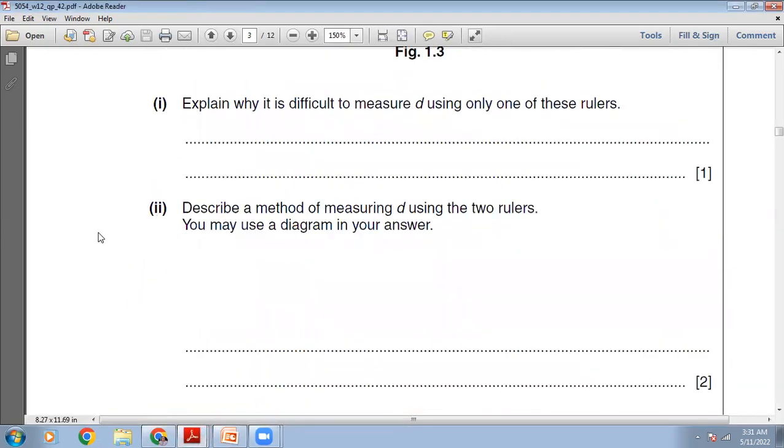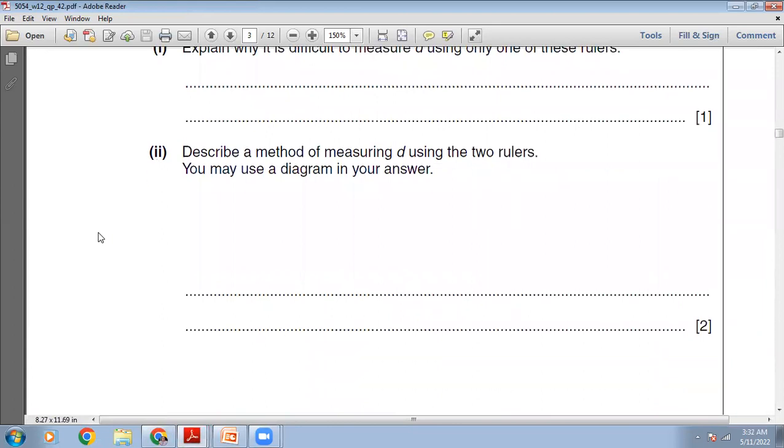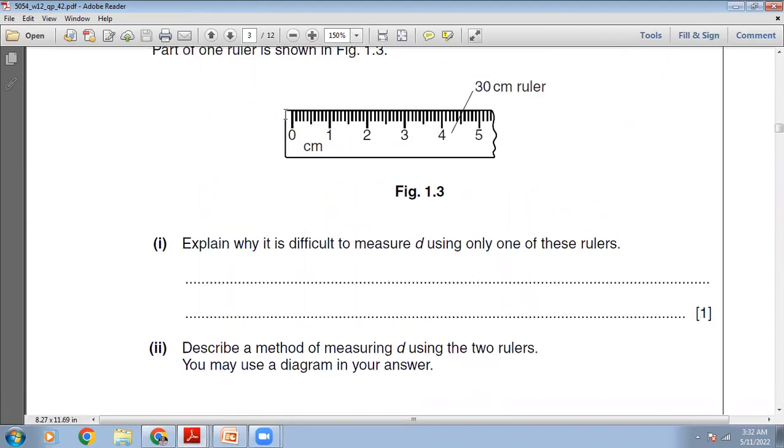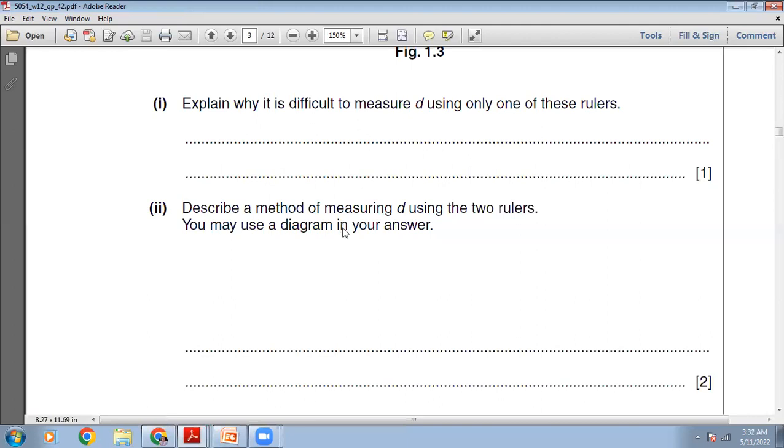Then they ask us, describe a method of measuring the D using the two rulers. You may use a diagram in your space. So by the use of another ruler, check how much is the length of this dead space, and then use this ruler to find the depth, and then whatever the reading is, add the length of this dead space to your measurement, and so the correction will be done and you will get the correct value.